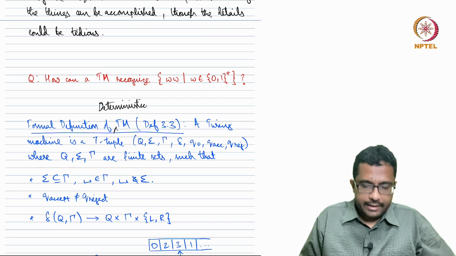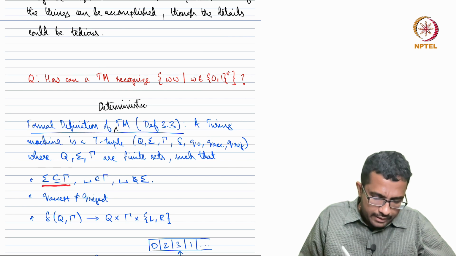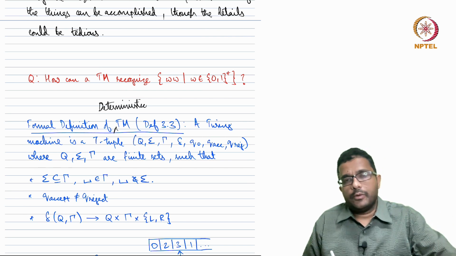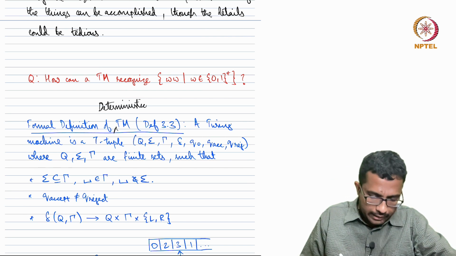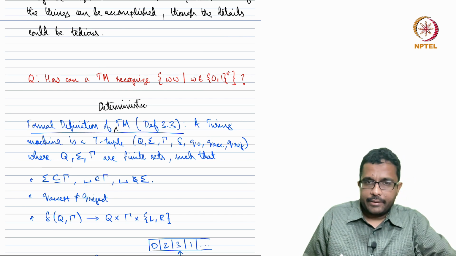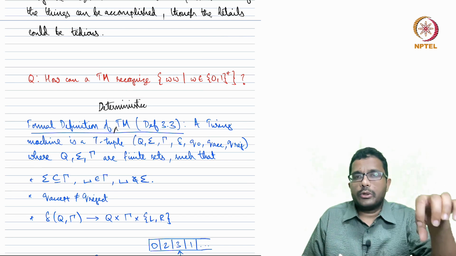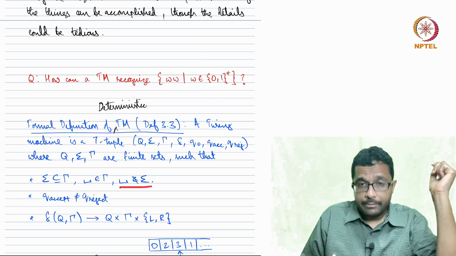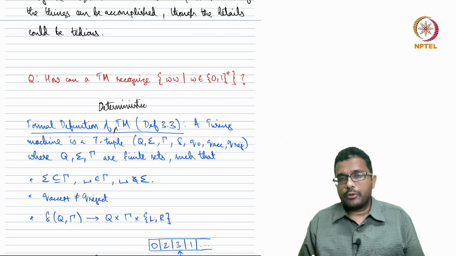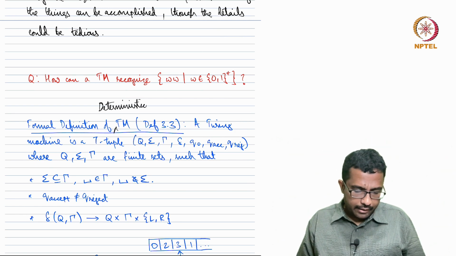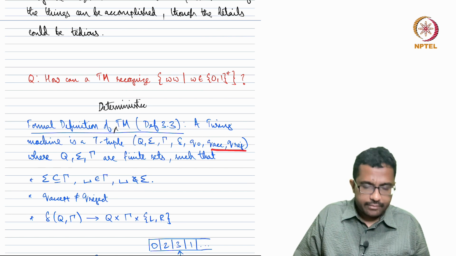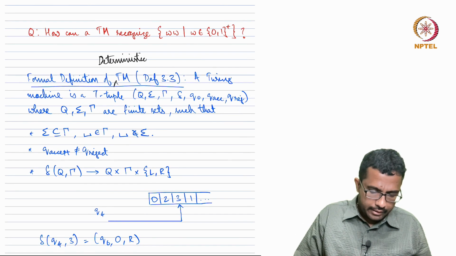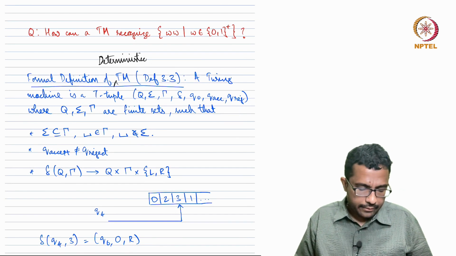Q, sigma, gamma are finite sets such that sigma is a subset of gamma, because all the input we should be able to write on the tape. The blank symbol is part of the tape alphabet. It is used to denote that a tape location is empty, and it is not part of the input alphabet. We cannot have a blank as an input symbol. Then Q accept and Q reject have to be distinct.